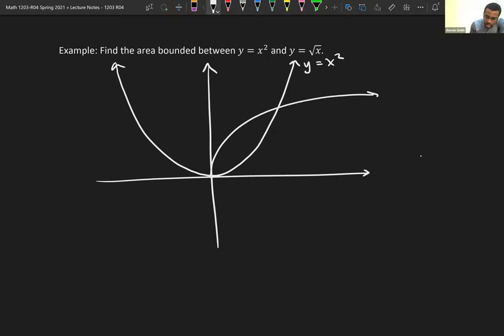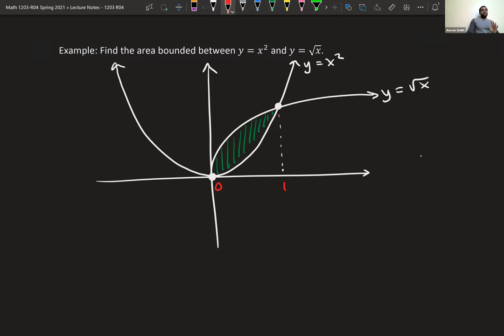And y equals radical x. The error between them that we care about is going to be this error right here. That's the error that we want. So clearly here, the interval is going to be between zero and this guy, whatever that is. Now, I think you already know that the answer is going to be one, so this is actually zero and one. So we'd integrate from zero to one of the top curve minus the bottom curve.